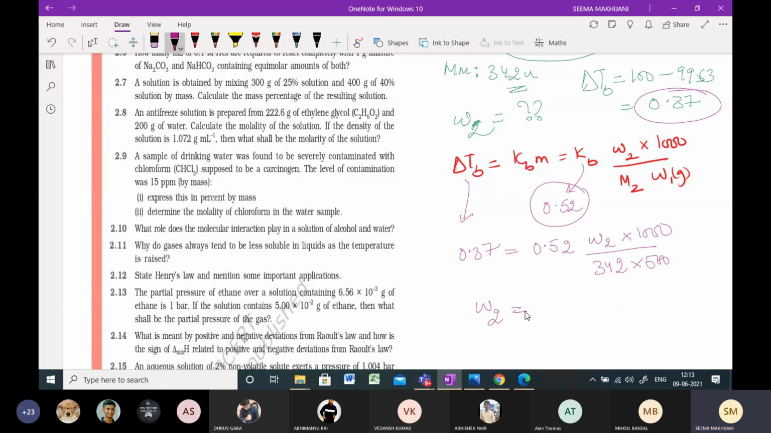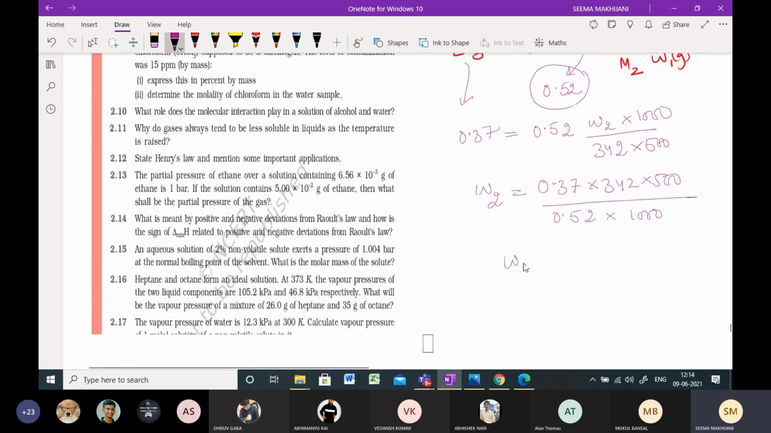I have substituted the values for you. You can translate 0.37 into 342 into 500 divided by 0.52 into 1000 and you will get your answer for the solute amount, that is the sucrose amount. On calculation it should come out to be 121.67, which is the expected answer for this particular question.